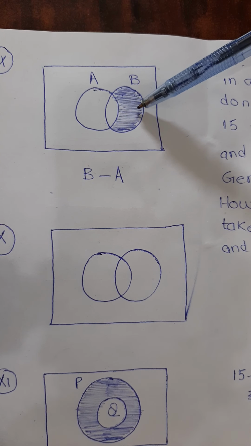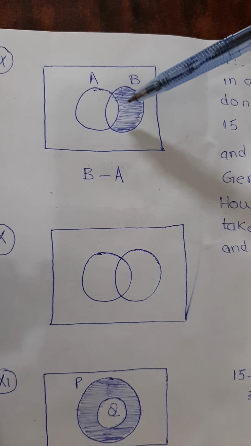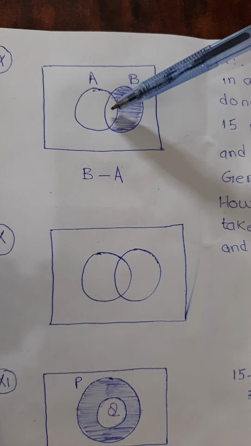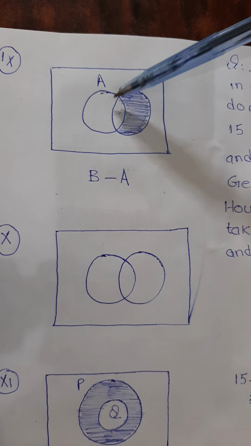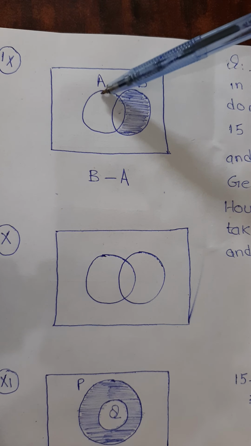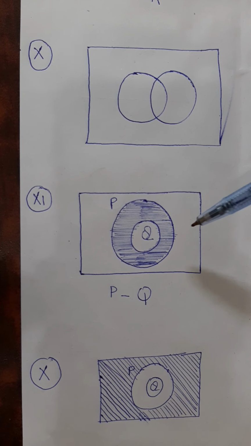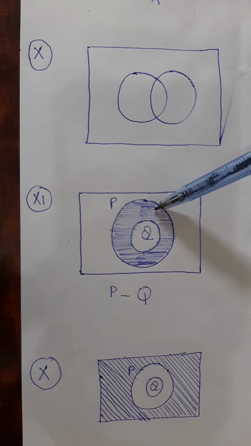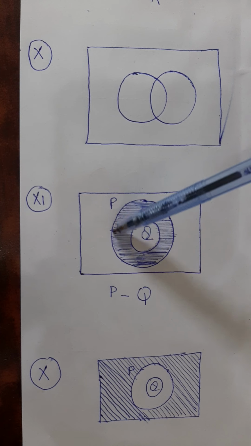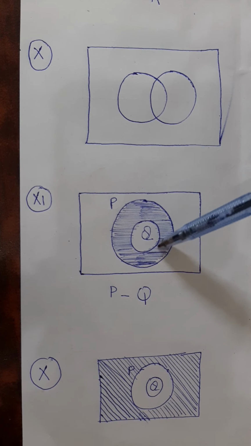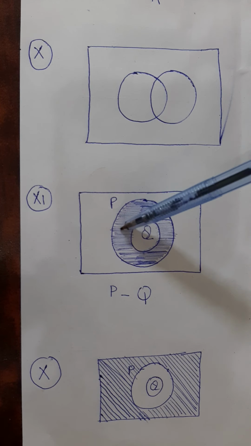Now in this diagram, we have to answer the shaded area, and this represents B minus A, the part which is also a part of A. So B minus A will give you this shaded area. Now in this part, the area shaded is basically the circle P minus the circle Q, which will give you this part as your answer.